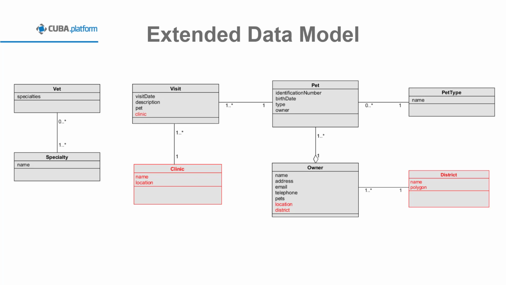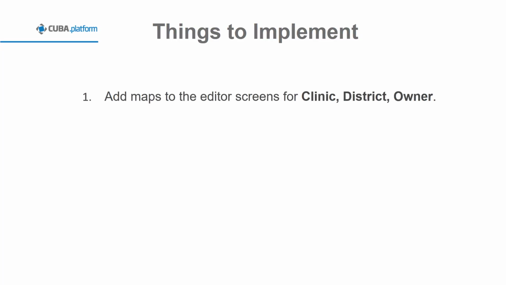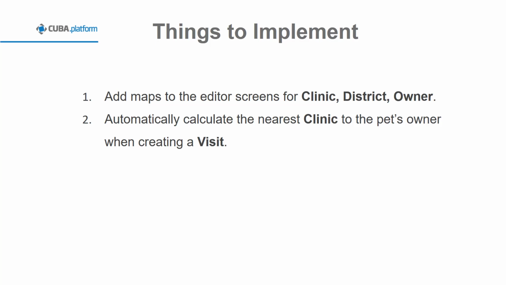When a new visit is being created, the actual branch clinic office will be chosen based on the proximity to the pet's owner's location. What we're going to do is add maps to the editor screens for clinics, owners, and districts to enable interactive editing of the corresponding geometry. Also, we'll implement an algorithm that finds the nearest clinic for a client when they create a visit.